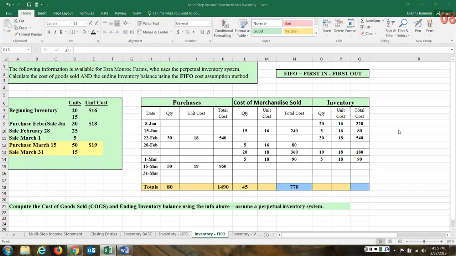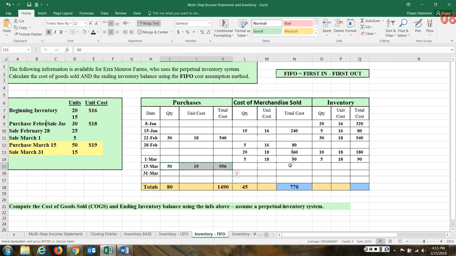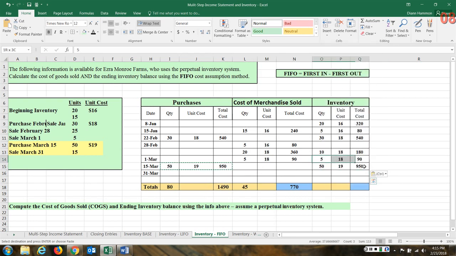So we need to get more units, and that's what we have on March 15, a purchase of 50 units at $19 each. So in the first three columns past the date, you see 50 units, $19 each, a total of 950. Well, these items are actually going over to ending inventory as well.